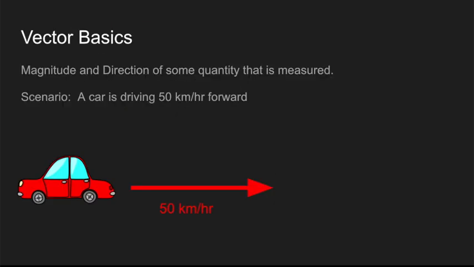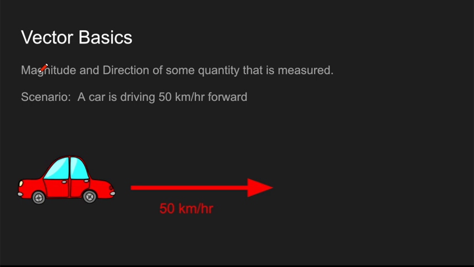All right. What is a vector? The basics of a vector is a magnitude and a direction of some quantity that's measured. So I have a car that's driving, and it's driving at 50 kilometers an hour, but that 50 kilometers an hour is the speed, not the velocity, and so that velocity has to have a direction. So we're going to say 50 kilometers an hour forward.